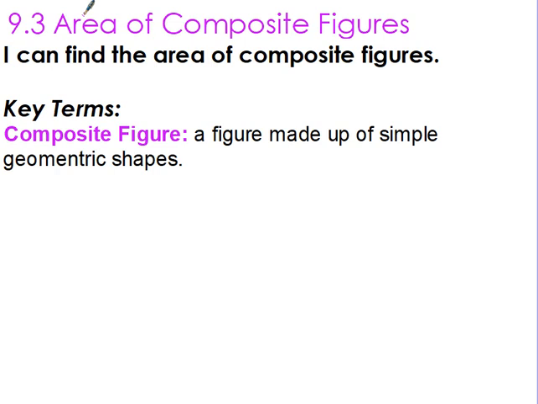So, first key term we need to know is composite figure. And a composite figure is a figure made up of simple geometric shapes. So, if I have, let's say, a house, the shape of a house, this would be a composite figure. It is made up of a square or a rectangle and a triangle. We just don't have that line here because it's a different shape, but it's really made up of two simple geometric shapes. So that would be an example of a composite figure.